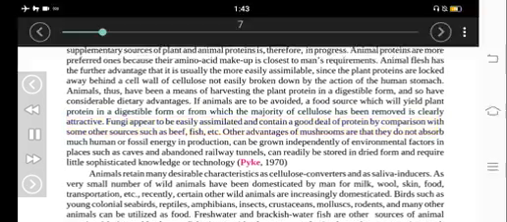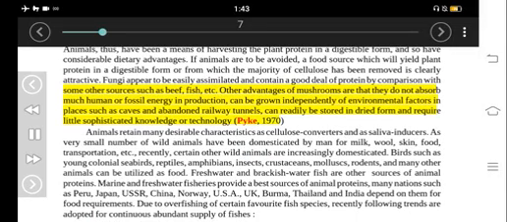Other advantages of mushrooms are that they do not absorb much human or fossil energy in production, can be grown independently of environmental factors in places such as caves and abandoned railway tunnels, can readily be stored in dried form, and require little sophisticated knowledge or technology (Pike, 1970). Animals retain many desirable characteristics as cellulose converters and as saliva inducers.